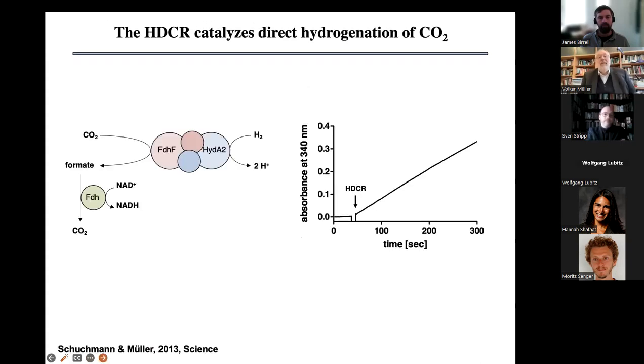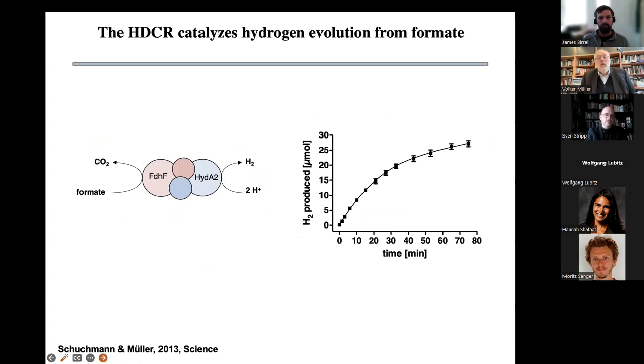Of course, we then looked for activities, and the first thing was obviously to see whether the CO2 reduction can be driven by hydrogen oxidation, and indeed it does. You see here the activity coupled to a commercial formate dehydrogenase that then reduces NAD. You see reduction of NAD upon addition of hydrogen. So the system also works in reverse. It oxidizes formate to CO2, and protons are reduced to molecular hydrogen, and molecular hydrogen is evolved.